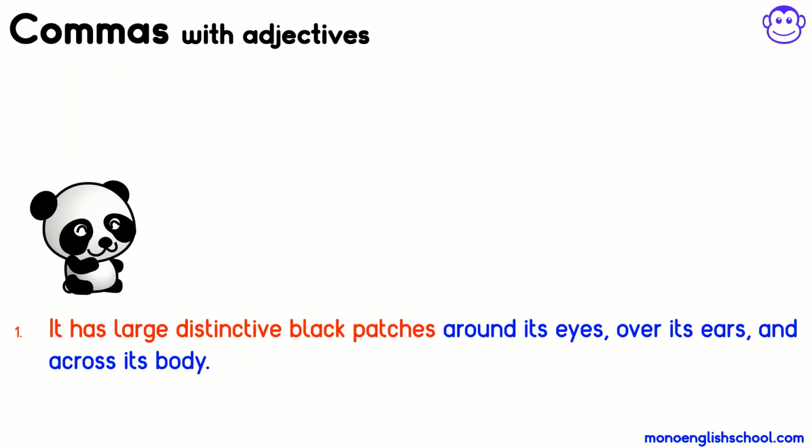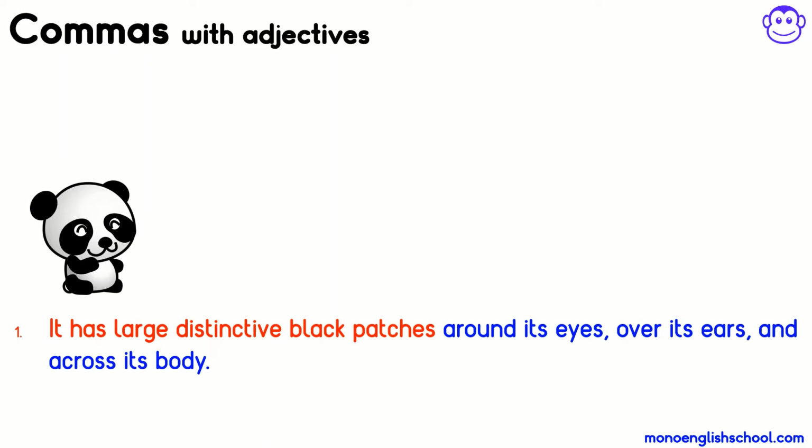Here is our sentence to demonstrate how to use commas with different types of adjectives. It has large, distinctive black patches around its eyes, over its ears, and across its body. If you have watched our video on commas in lists, this sentence should look familiar. If not, make sure to watch it after completing this video. We are going to look at the first part of the sentence, the part in red. It has large, distinctive black patches.